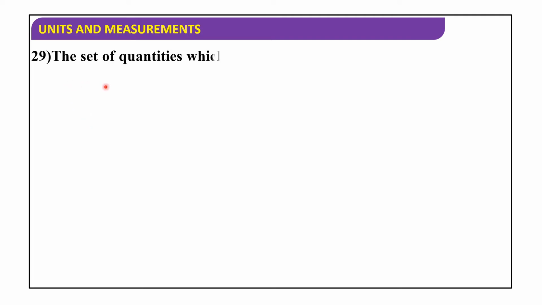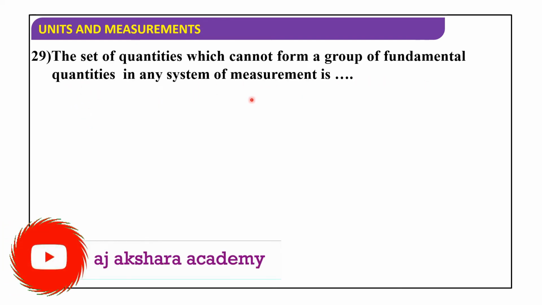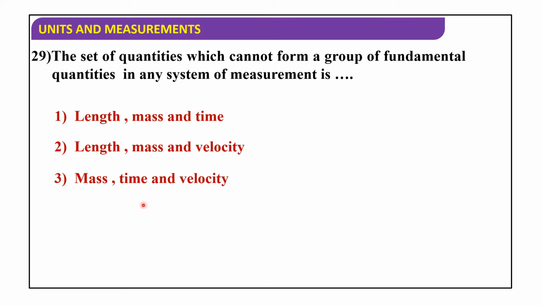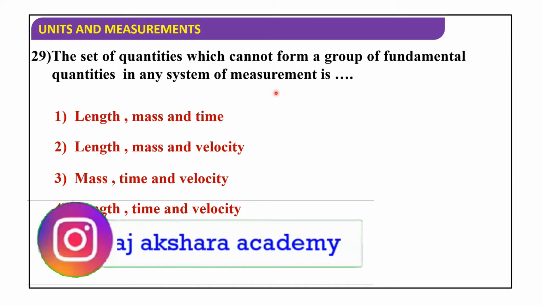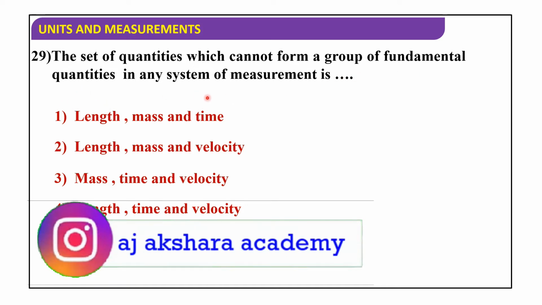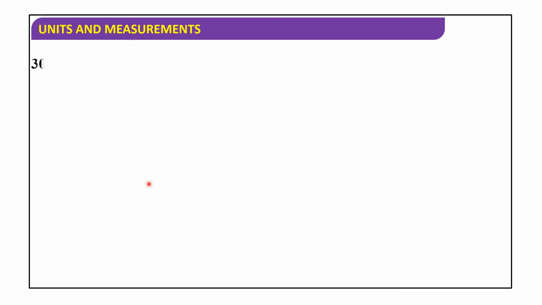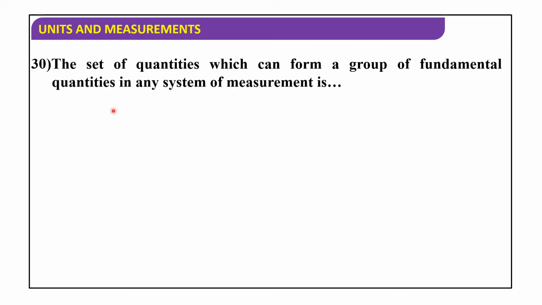Next, the set of quantities which cannot form a group of fundamental quantities in any system of measurements is: length, mass and time; length, mass and velocity; mass, time and velocity; length, time and velocity. So the set of quantities which cannot form a group of fundamental quantities in any system of measurements is length, time and velocity.